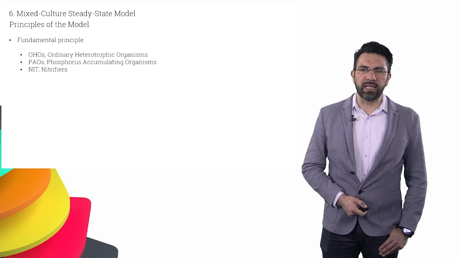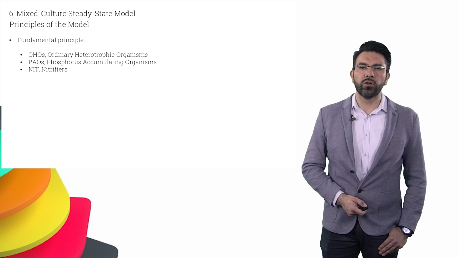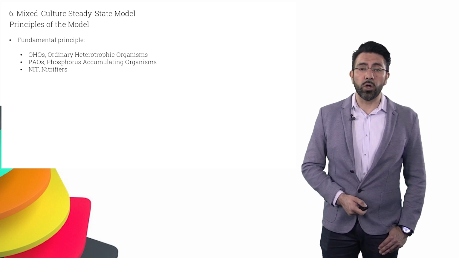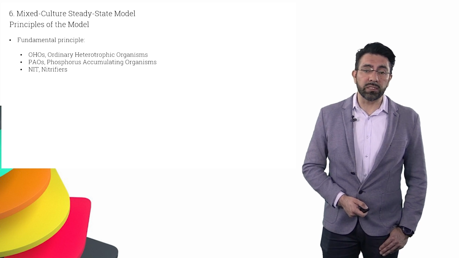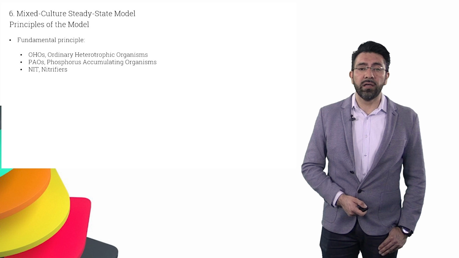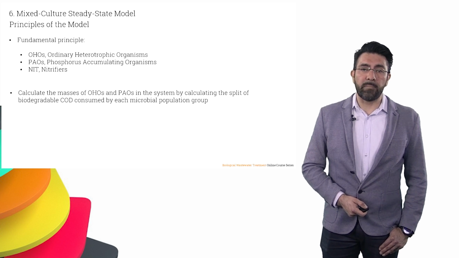The mixed culture steady-state model has a fundamental principle, and that is that the biomass is composed of three active groups of organisms: the ordinary heterotrophic organisms, OHOs, the phosphorus accumulating organisms, the PAOs, that are the ones directly involved in the enhanced phosphorus removal process, and depending on how the plant is designed and operated, it may also have the masses of nitrifiers that oxidize ammonium to nitrate in the aerobic reactor. So the principles of the model are based on the estimation of the masses.